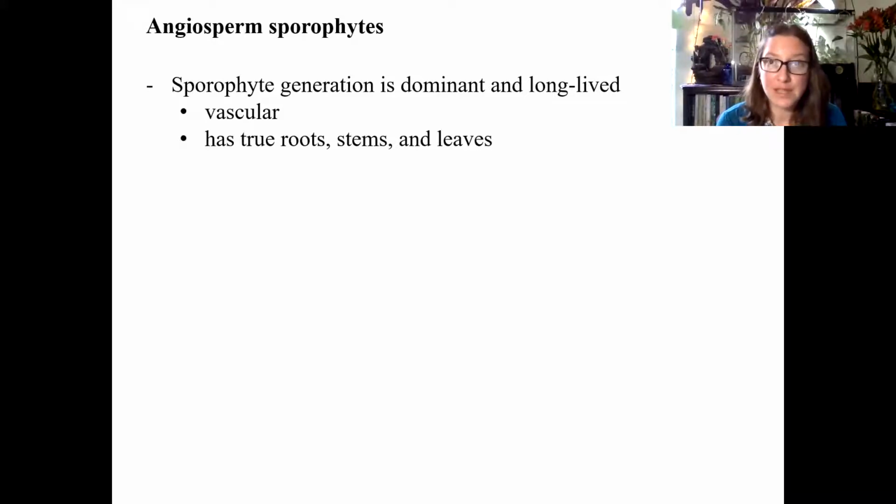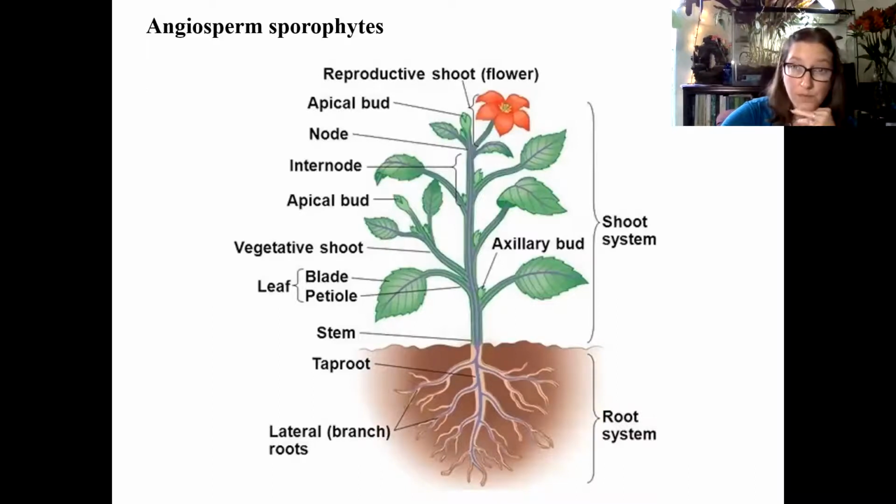Okay, angiosperms are plants, flowering plants, and they therefore have a sporophyte generation and a gametophyte generation just because they're plants, right? So the sporophyte generation is dominant because angiosperms are vascular plants. And so the sporophyte generation is going to be the one that has that vasculature and has true roots, stems, and leaves. We've seen this before in the stem lecture, maybe the root lecture too, and probably the leaf lecture.